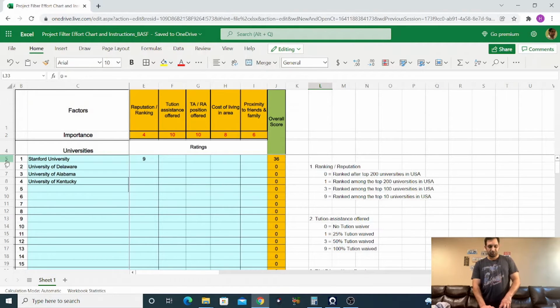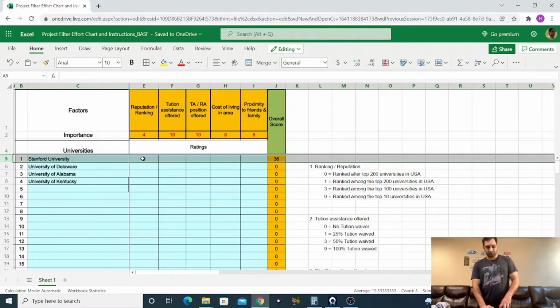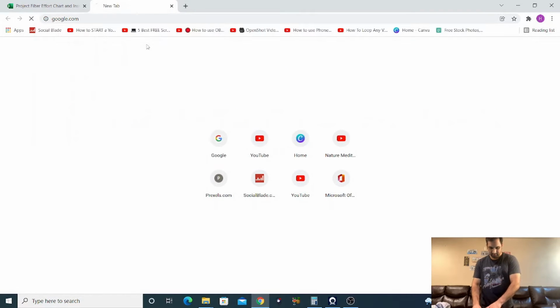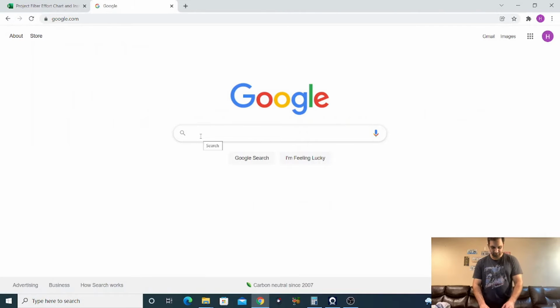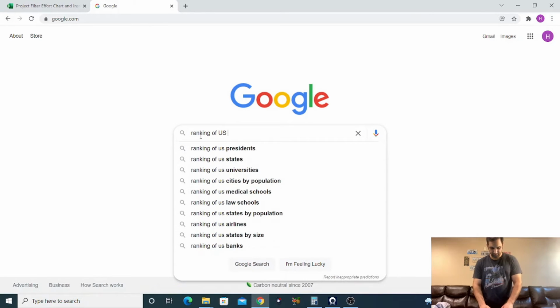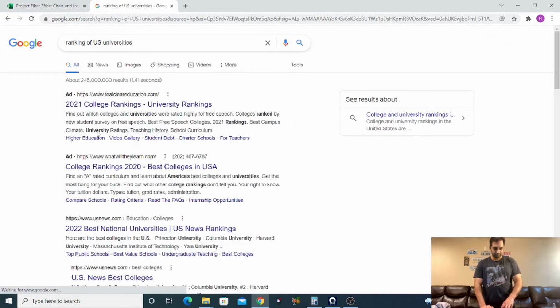And so let's go through these universities one by one. We'll fill out these rows, and then we'll see what the overall score comes out to be. So for figuring out the ranking or the reputation of the university, if I go to Google, I will search for ranking of US universities.